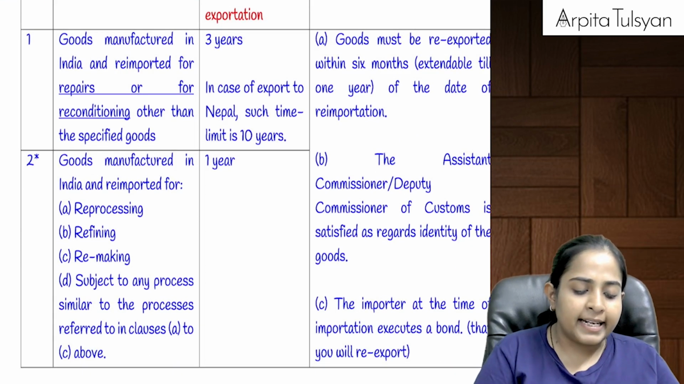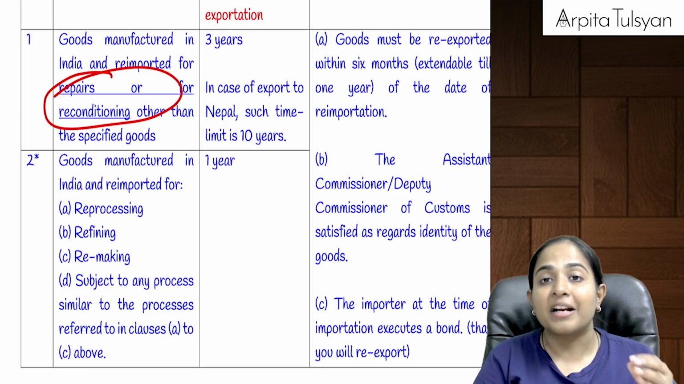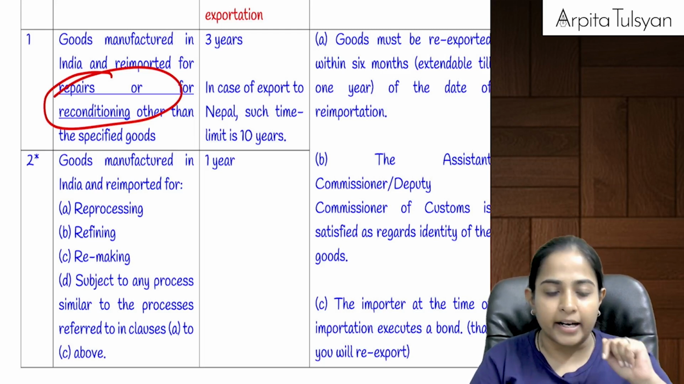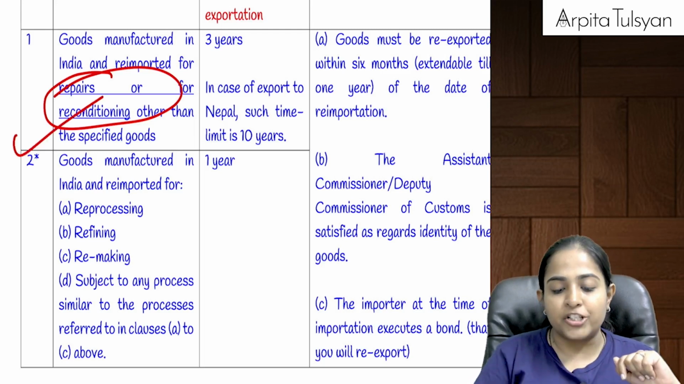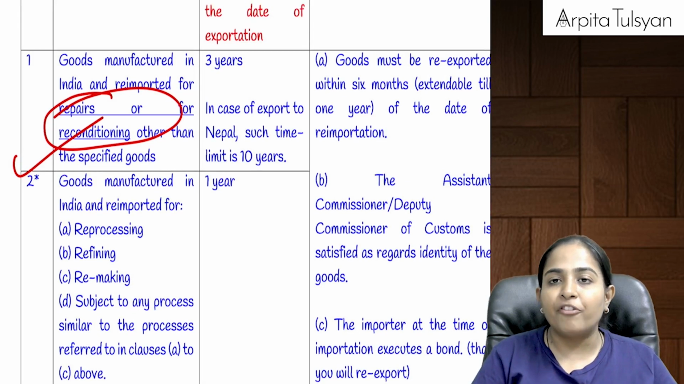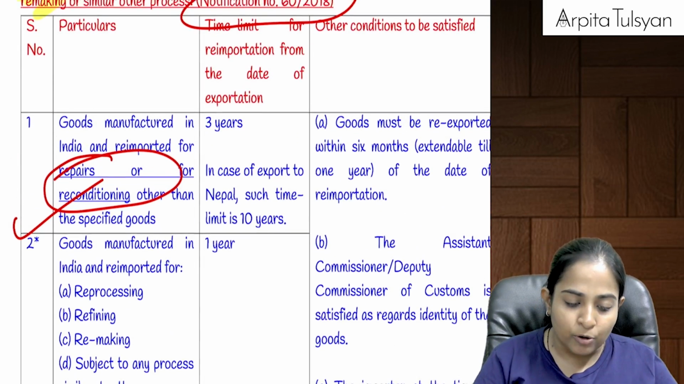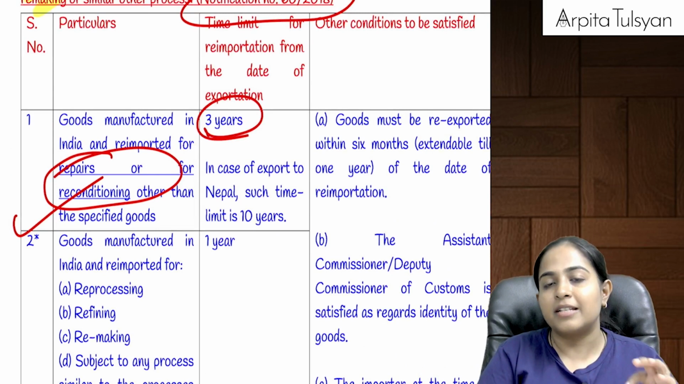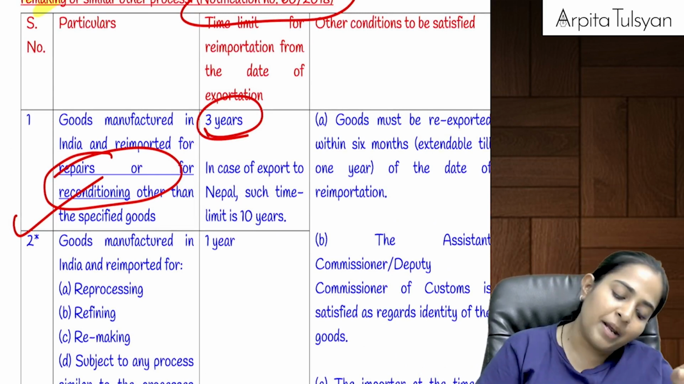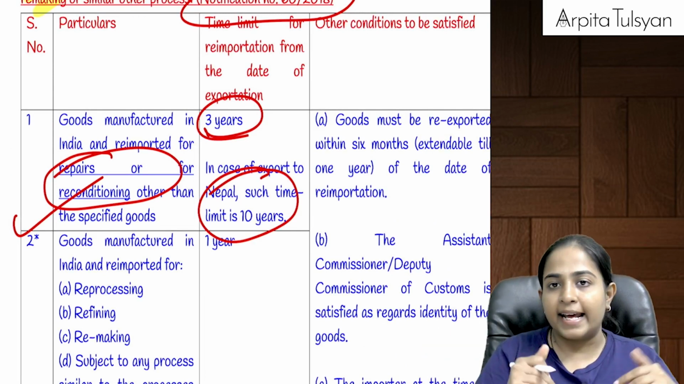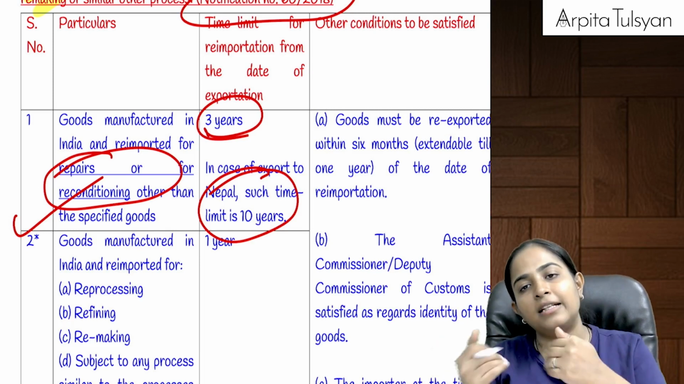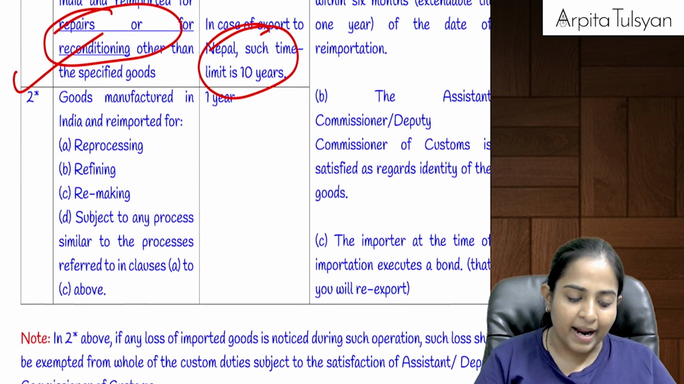So, here they are telling that suppose the goods are re-imported for repairs or reconditioning, very minor repairs, then in that case, at the time of re-importation, there is no need to pay any duty, provided re-importation is done within 3 years, or in case of Nepal, within a time period of 10 years. Means first we exported, then within 3 years or 10 years, we are re-importing it back into our country.